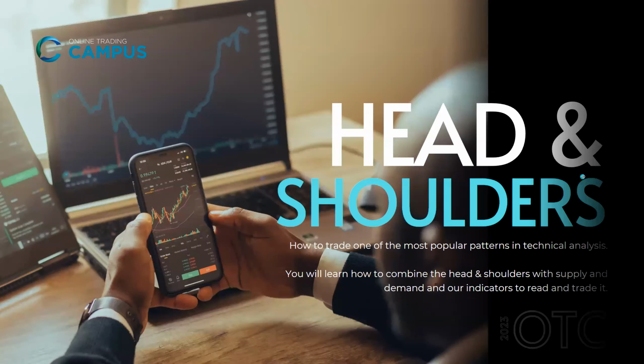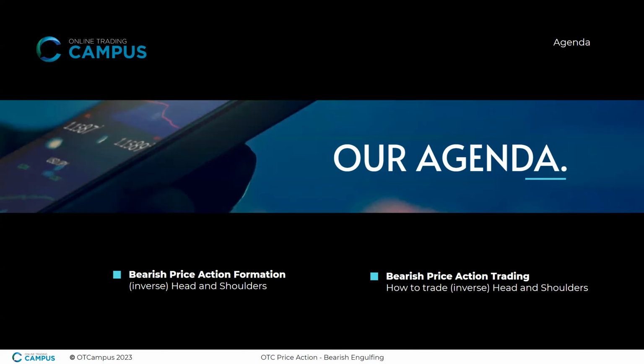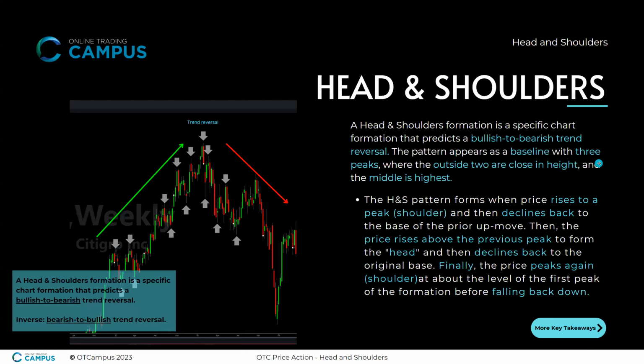Let's talk about how we can use it, how we can identify and trade the head and shoulders, and combine it with our supply and demand strategy, and also our indicators. The agenda is, of course, the bearish price action formation, head and shoulders. The inverse head and shoulders is bullish, but we'll talk about it in a second. And of course, how to trade. And here we have only 2 trade opportunities, not 3, right? A little bit different. Let's talk about it, guys.